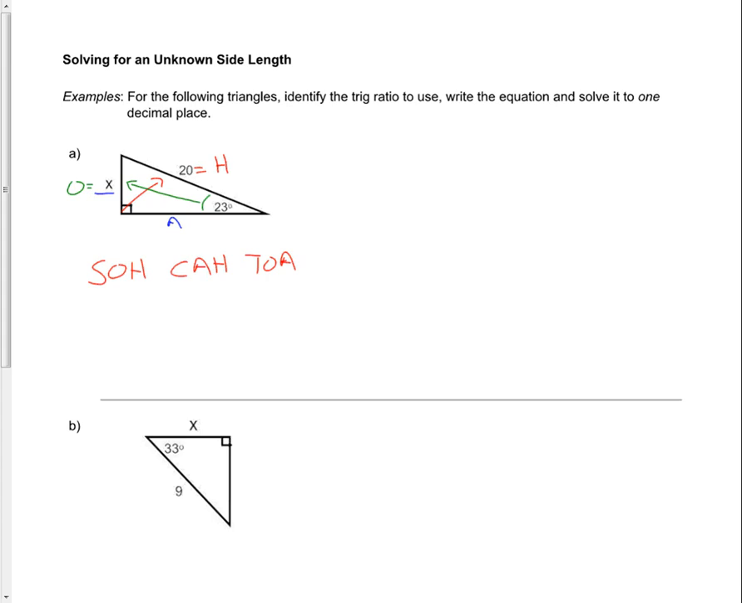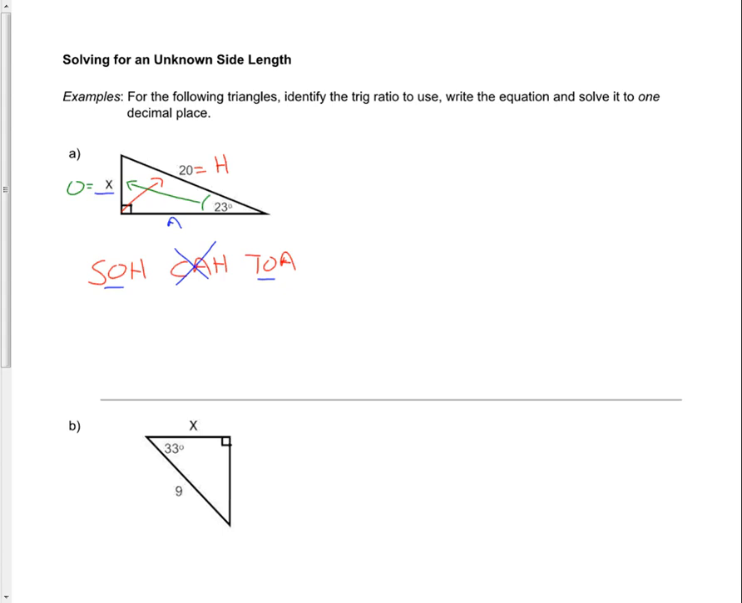Now, first thing, I want to start off by identifying what it is that I'm looking for. Well, I'm trying to figure out what this x value is, and the x value happens to be equal to the opposite value. So I'm actually looking for the opposite value. So I'm going to put a line underneath the O's that are in SOHCAHTOA. By doing that, I know that I have to either use the sine ratio or the tangent ratio. I can't use the cosine ratio because cosine ratio is not going to give me information on the opposite side length. So first off the bat, I am able to eliminate the cosine ratio.